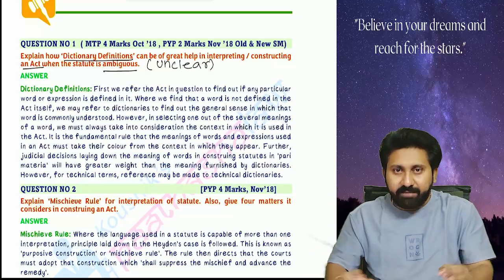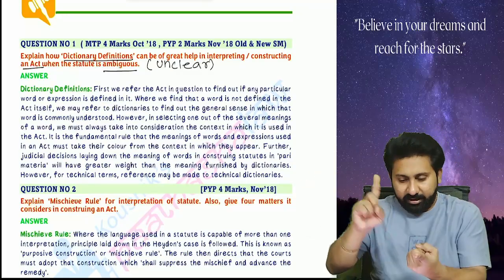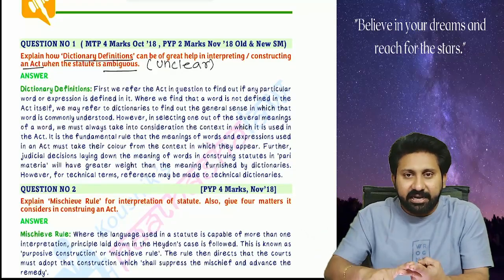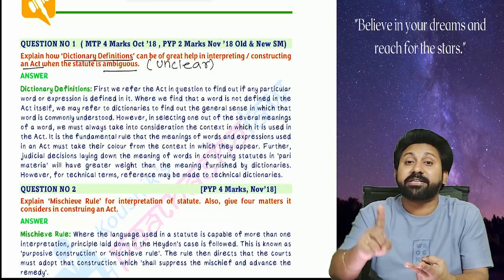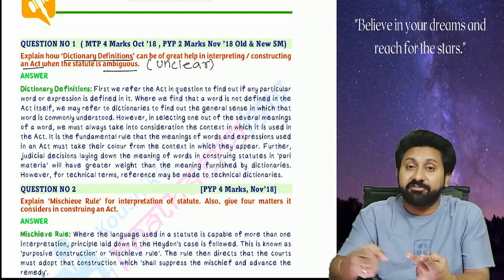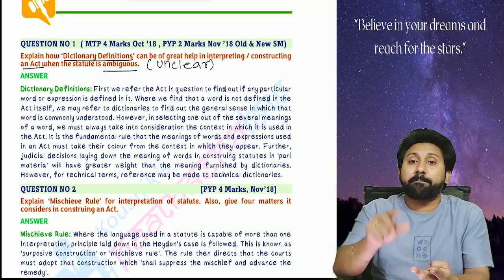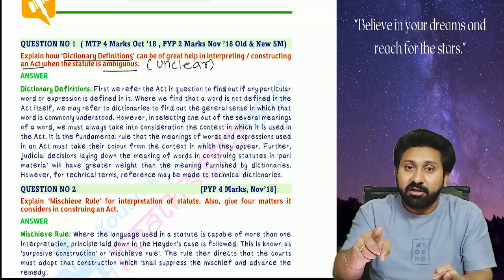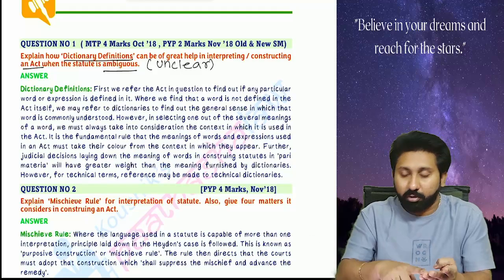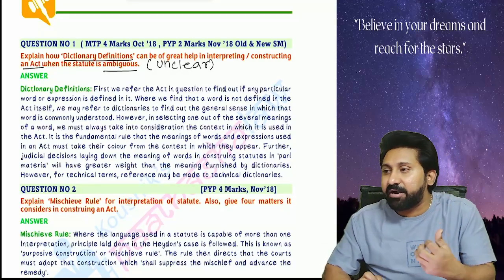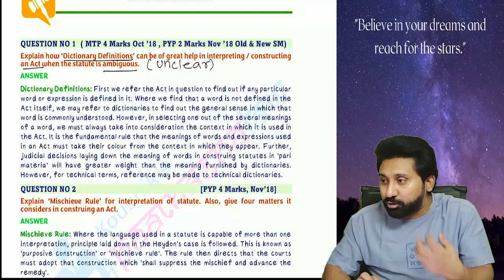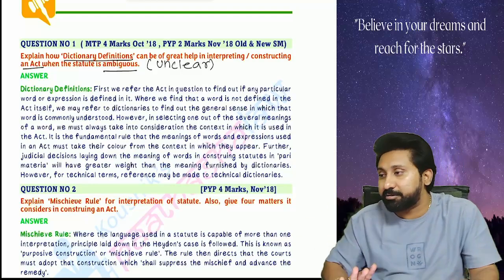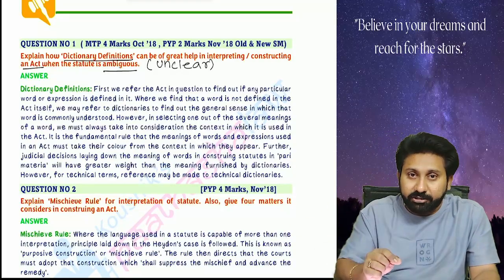So I repeat one more time. Point number 1, a question came in the exam, how to write. Number 1, first we need to refer to the act for a particular definition. If the act is silent about the definition, then one can refer to the dictionaries to know its common sense, the general sense in which it is commonly used. But when you see several meanings for the same word, care should be taken to pick the word which gives the right meaning. Number 4, when a particular word is defined by a judicial decision, it should be given greater weight than the meaning furnished by the dictionaries. For technical terms, you should refer to a technical dictionary.